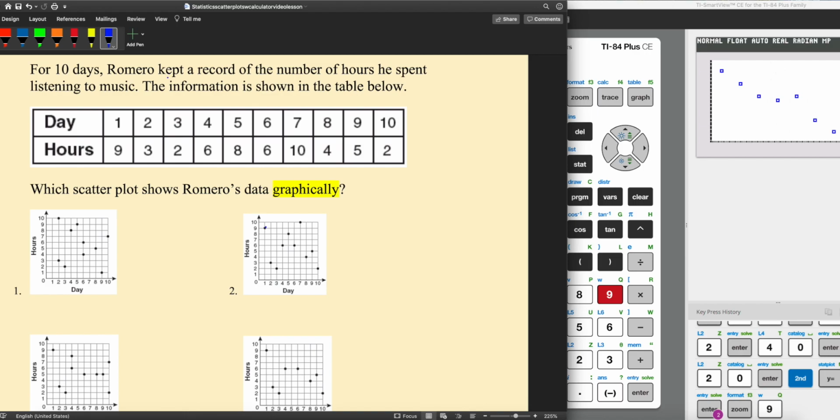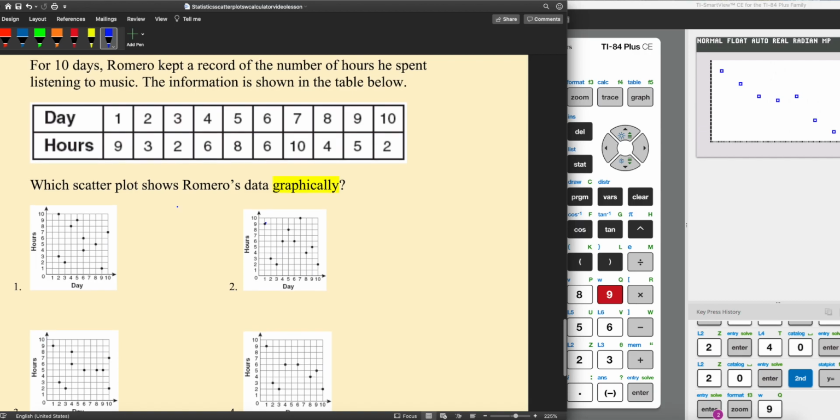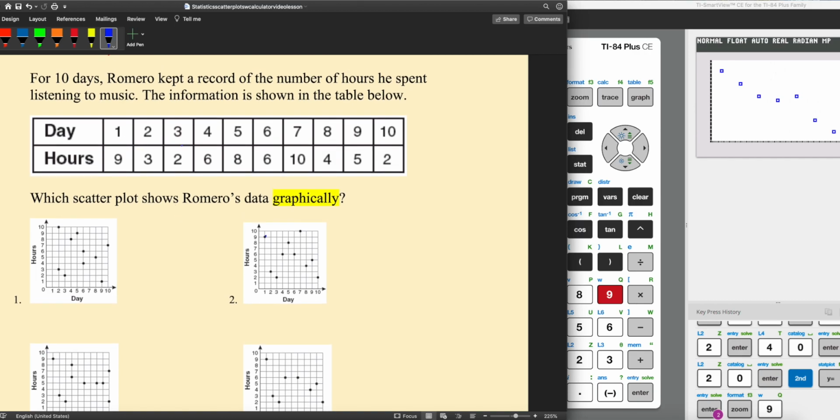Simple. Now notice, they're giving you 4 scatter plots to look at, okay? So you want to put this table in the calculator in order to figure out which scatter plot is going to be. So it says, which scatter plot shows Romero's data graphically, which means they want you to graph it. Or you could technically graph and check each graph below, but that will take time. We're going to put it in our calculator. Just remember, guys, as we talked about before, here it is. This is always your L1, right? This is your X value. This is your Y value, and this is always your L2, always.